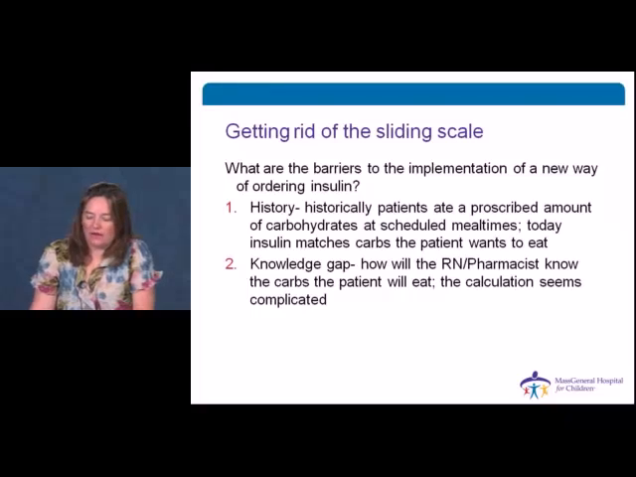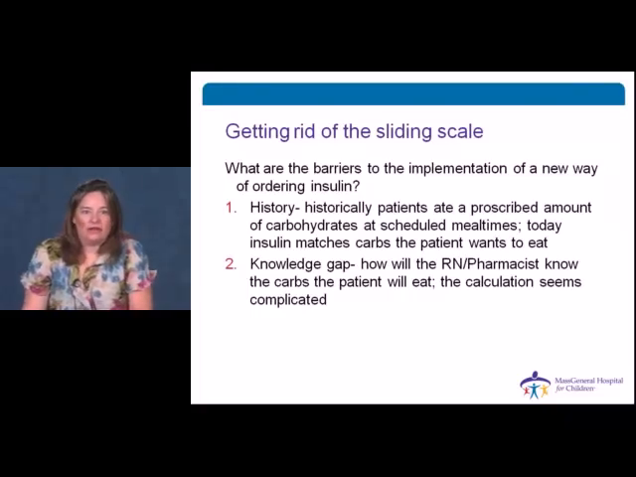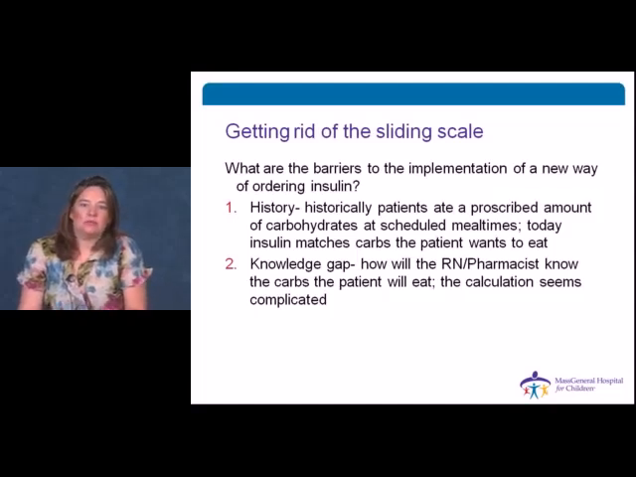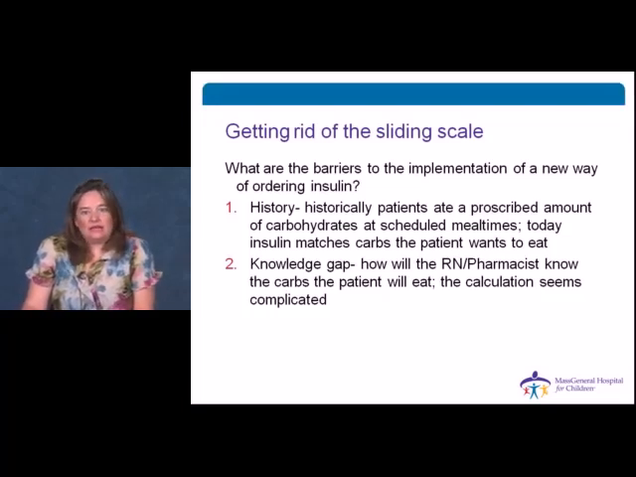So in our hospital, we led an effort of getting rid of the sliding scale. And first, to think about what are the barriers, not dissimilar to the barriers that you have when you have a patient and their family, but of course, given history, harder to overcome. So historically, patients ate a prescribed amount of carbohydrates at scheduled meal times. But today, insulin matches carbs the patient wants to eat. So we have a different way of doing things, which we just reviewed.